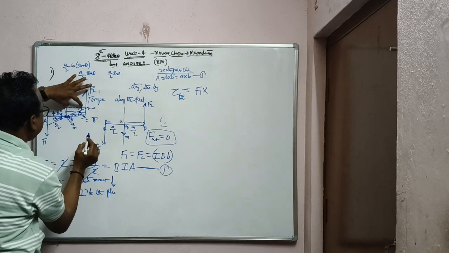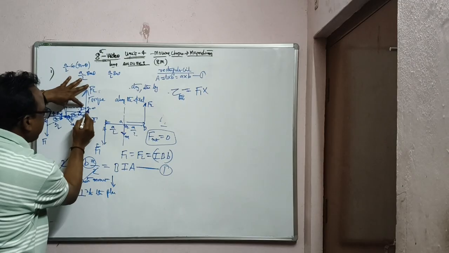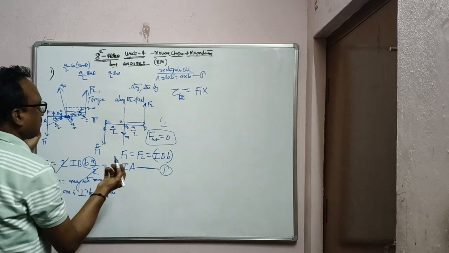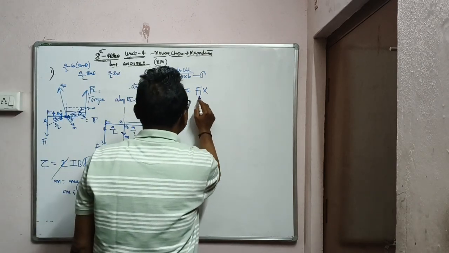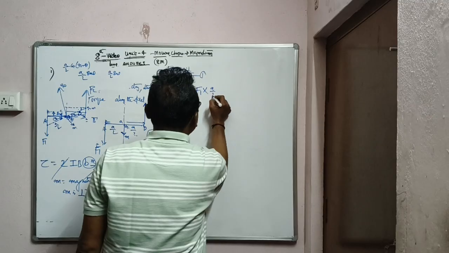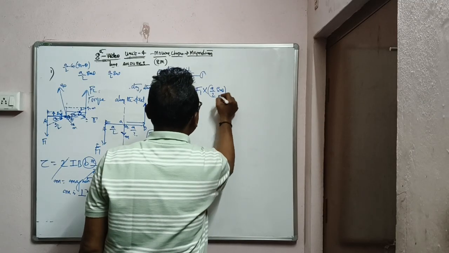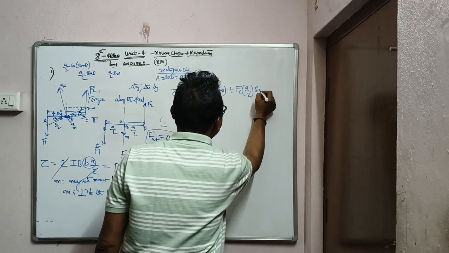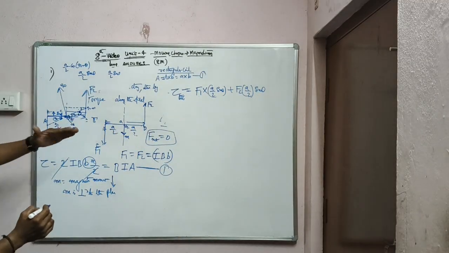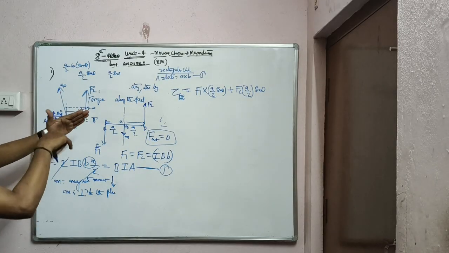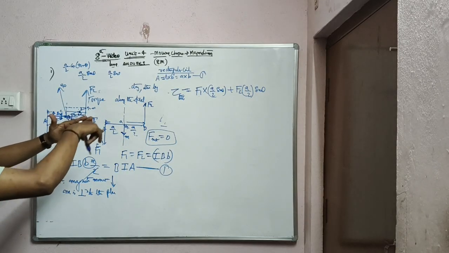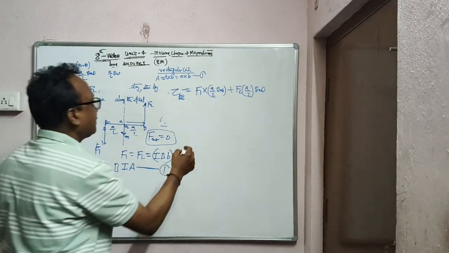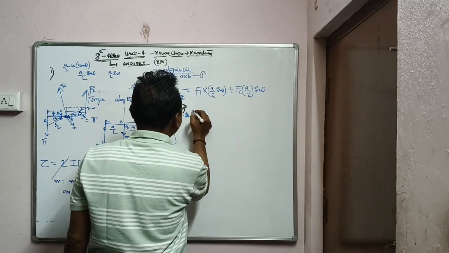Force into this distance, what does it become? Adjacent by hypotenuse, cos 90 minus theta, which is sine. So what is the total torque now? F1 into a/2 sin theta plus F2 into a/2 sin theta, due to the tilt in the magnetic field, because the magnetic moment is making some angle theta with the magnetic field. So therefore these are the changes that occurred.